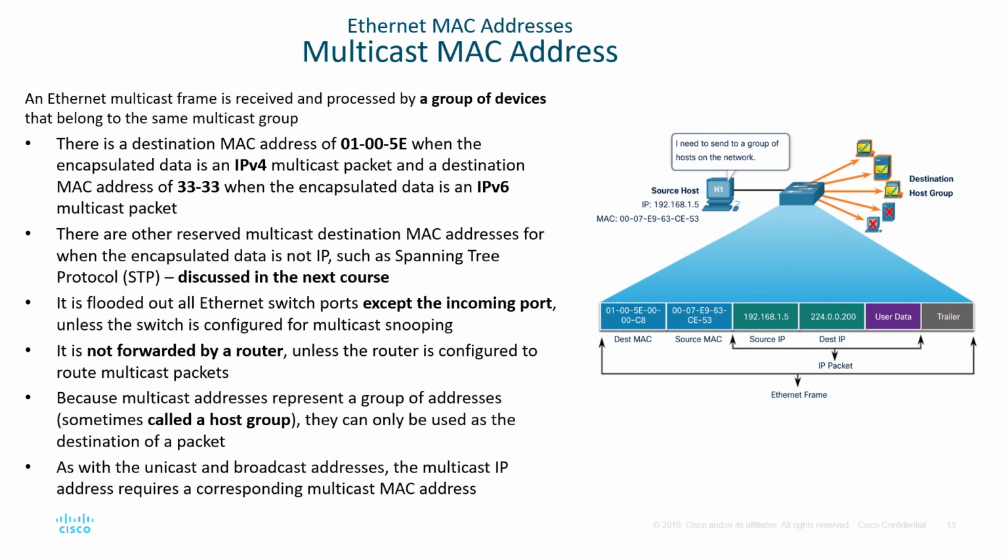In an Ethernet multicast frame, the frame is received and processed by a group of devices that belong to the same multicast group. So thinking back, when you're doing multicasting, you create the group, and then you assign end devices to that group. There is a destination MAC address of 01005E when the encapsulated data is an IPv4 multicast packet. So you need to know that. And a destination MAC address of 3333 when the encapsulated data is IPv6.